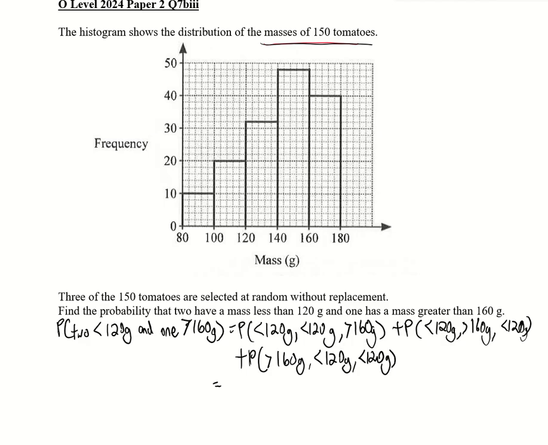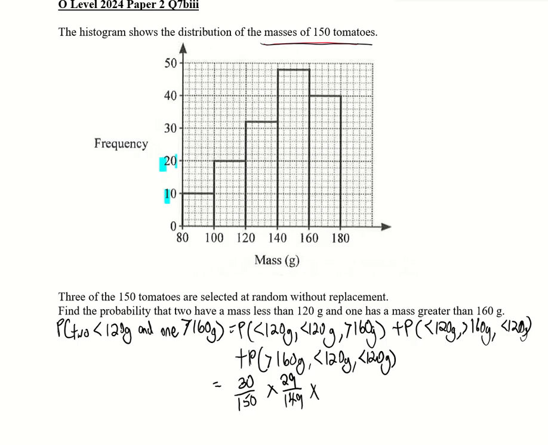So just like the previous example, realize that I can just look at the histogram for less than 120 gram. I have 10, 20, which means I have 30 out of 150. So again, if I want less than 120 gram for the second tomato drawn, I multiply by, I already drew 1, I'm left with 29. And the total number of tomatoes decreased by 1, 149.